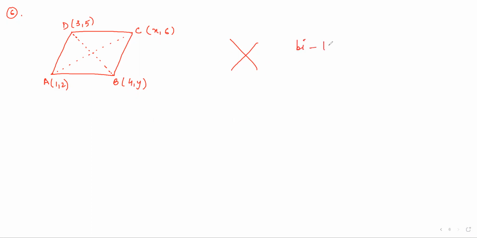See, bi means two, right? Remember binomial from the polynomials chapter: monomial, binomial. So bi means two. Bisect means dividing into two equal parts. Trisect means dividing into three equal parts. So bisect means each diagonal divides the other diagonal into two equal parts.